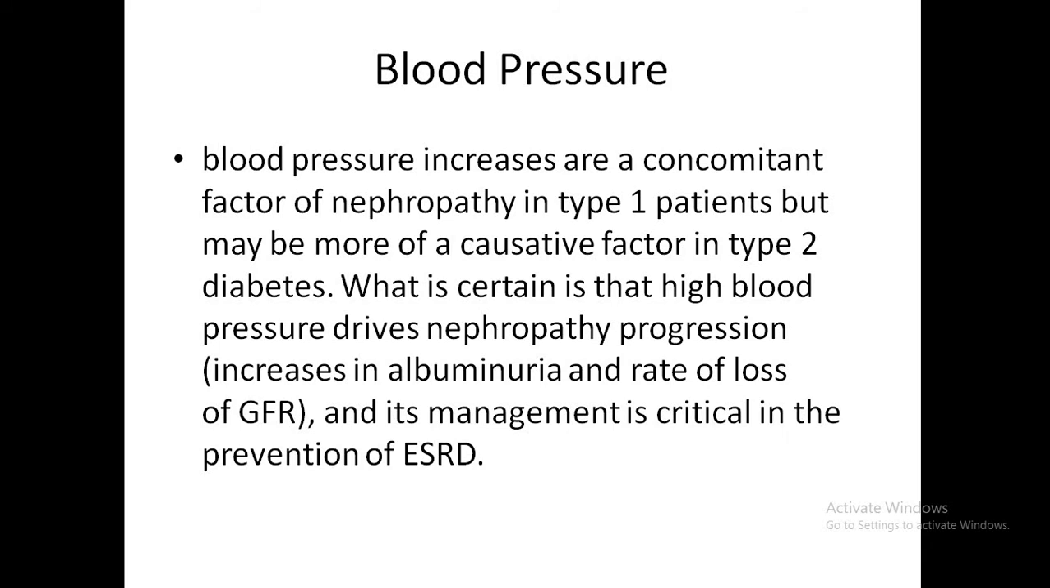Blood pressure levels are proportional to the worsening of nephropathy in type 1 patients, and the blood pressure increase could be due to the nephropathy itself in type 1, while blood pressure could be a causative factor in type 2 diabetes. So nephropathy usually increases the blood pressure in type 1 diabetes, while blood pressure could worsen diabetic nephropathy or cause diabetic nephropathy in type 2.